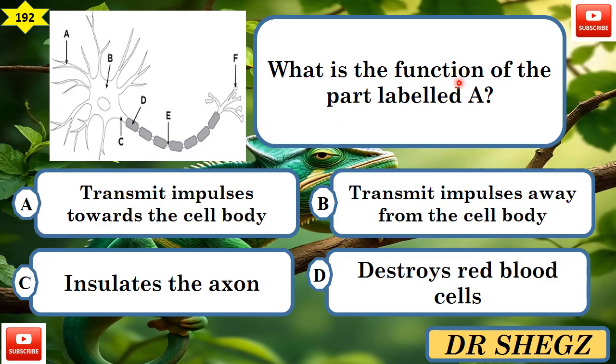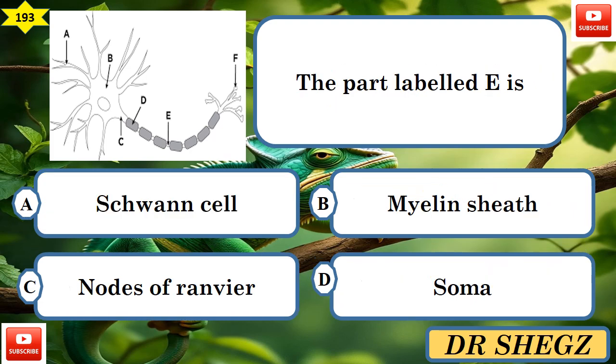What is the function of the part labeled A? This is the part labeled A here. The part labeled A is the dendrons. And what is the function of the dendrites? They transmit impulses towards the cell body. Cell body is the part labeled B. So the dendrons transmit impulses towards the cell body. The axon transmits impulses away from the cell body.